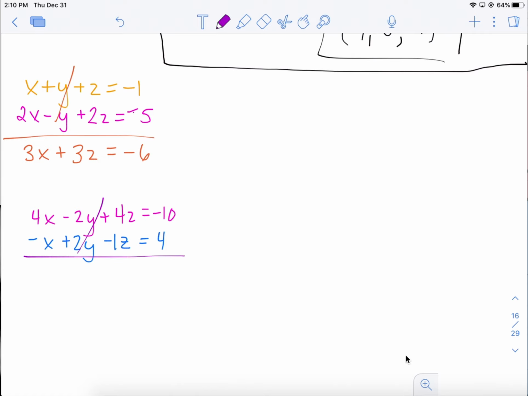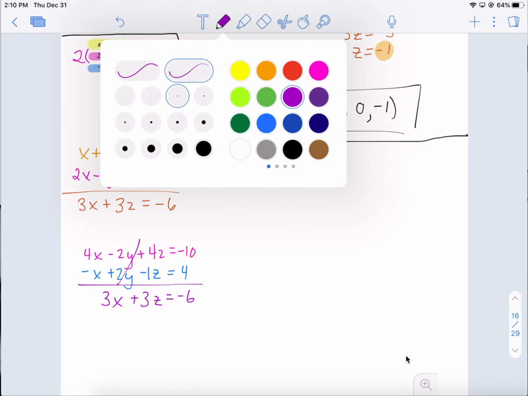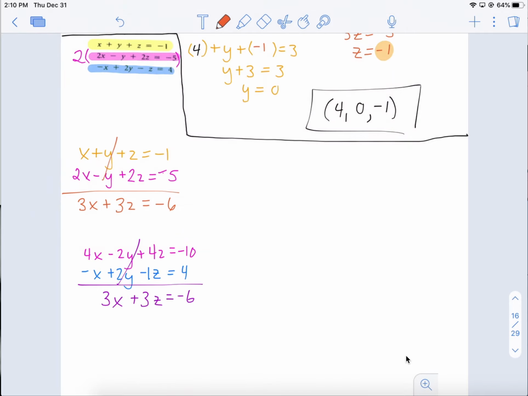Remember, the same variables have to cancel, so we end up with 3x plus 3z equals -6. All right, now remember to eliminate. To get rid of the next variables, I need them to be the opposite. Right now I get lucky. I got 3x and 3x, I have 3z and 3z, but I have to change the sign on one of them. It doesn't really matter which one. I'm going to change the top one. So if I multiply this by -1, I get -3x minus 3z equals a positive 6.